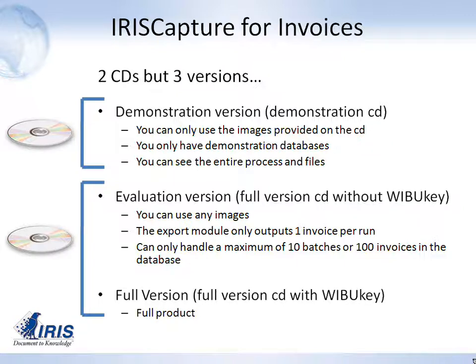With the full production CD, we can actually run in two different modes, evaluation and full. Now the difference between the two is whether or not you've got plugged in the Wibu key. Wibu keys are a protection mechanism for software. If you have the Wibu key plugged in, you have the full version. If it's not plugged in, you have the evaluation version. With the evaluation version, you can treat any images that you want, but you have certain limitations in the export. You're going to be missing some of the data. You will, however, be able to see all of the results within the validation.